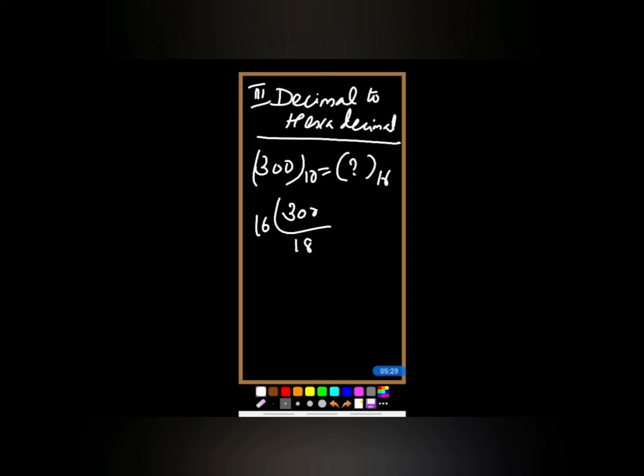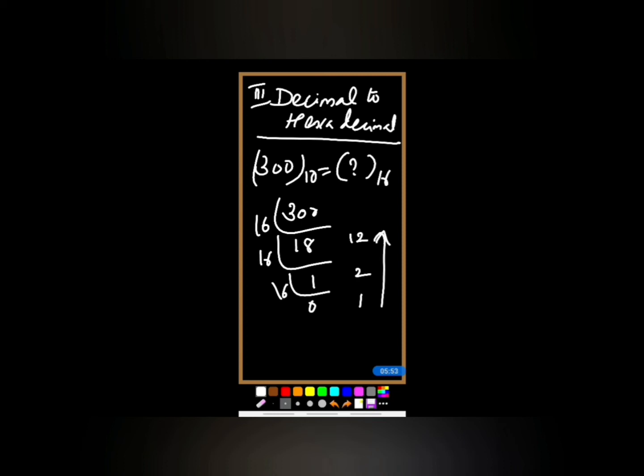So what will be that? 16 into 18. Then I will get 12 is the remainder. Again 16. So what will be that? 16. 1, 2 will be the remainder. Again by 16. No division possible. So 1 is a remainder. So likewise I can do.